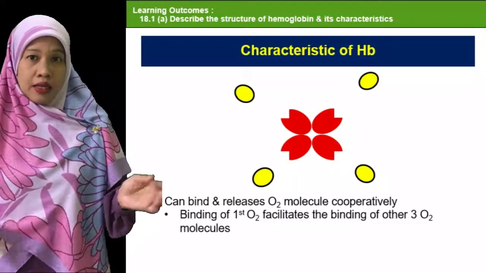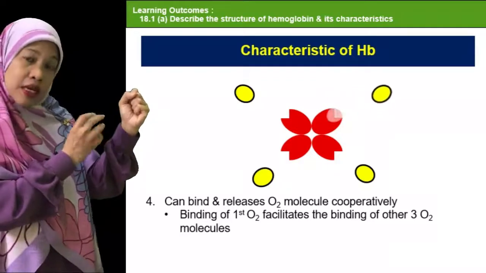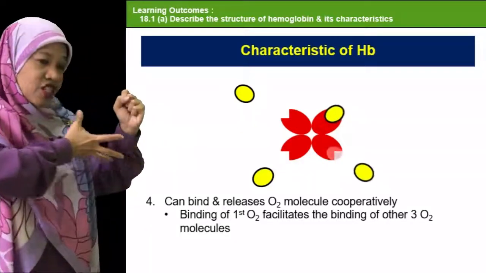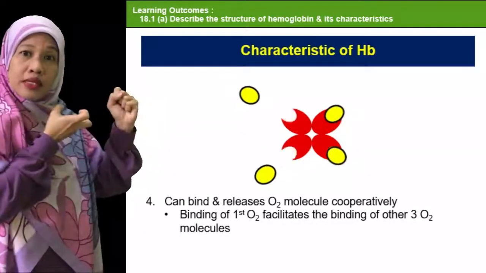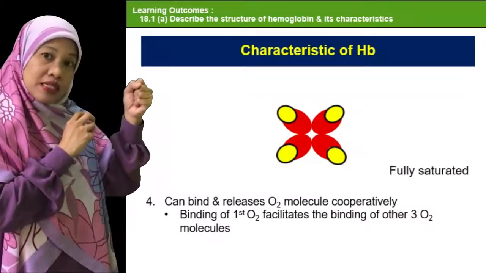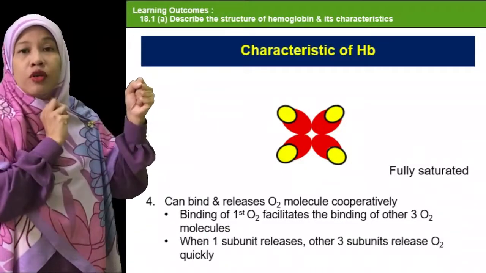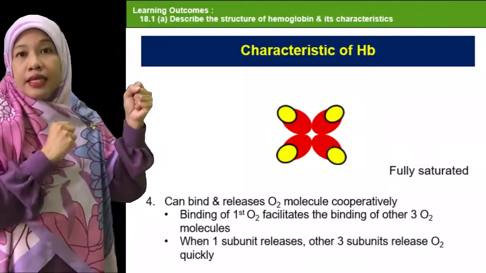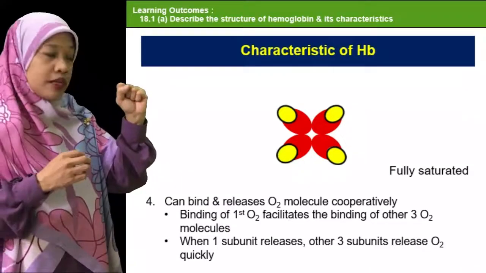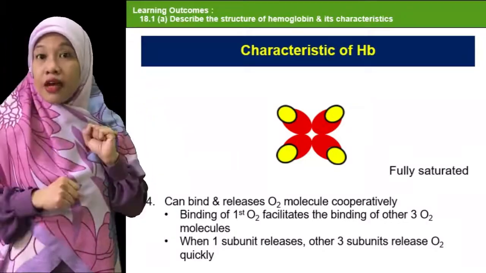And number 4, it can bind and release oxygen by cooperative binding. What does it mean? When one iron atom in the heme group binds to the oxygen, it causes conformational changes to the other subunits. So when one subunit or one polypeptide chain binds to the oxygen, the second, third and fourth subunits will bind to the oxygen more easily. This will allow the hemoglobin to be saturated with oxygen very fast.